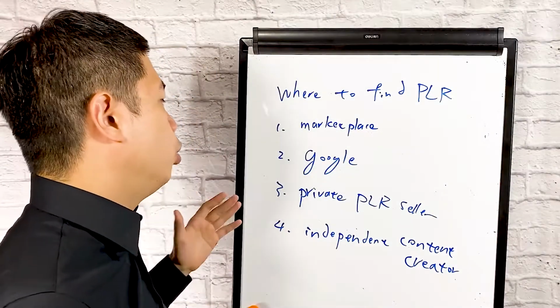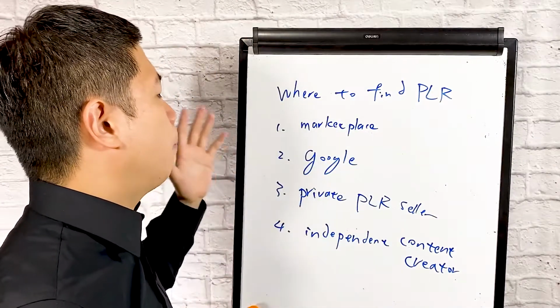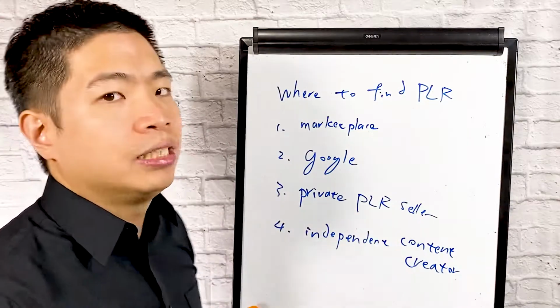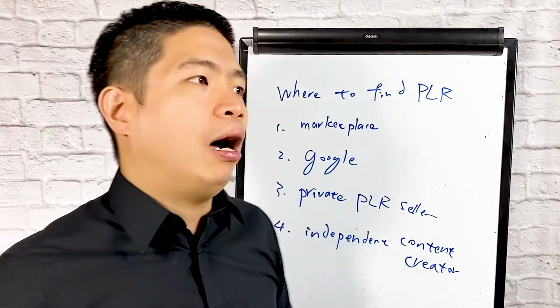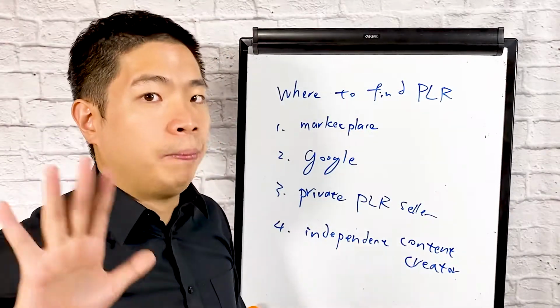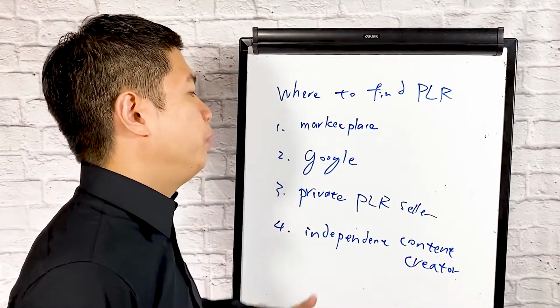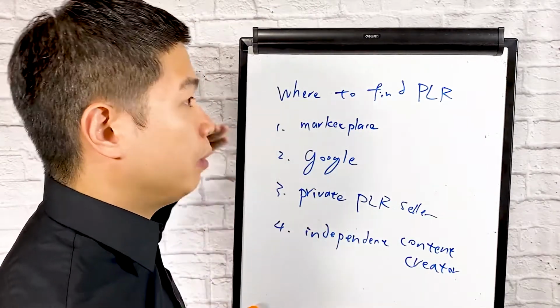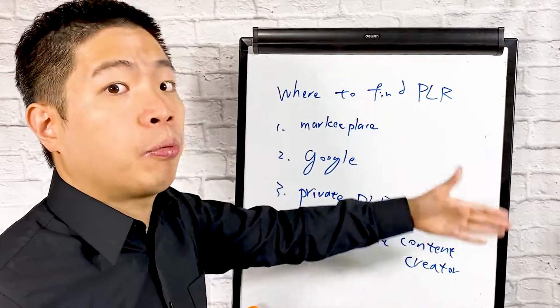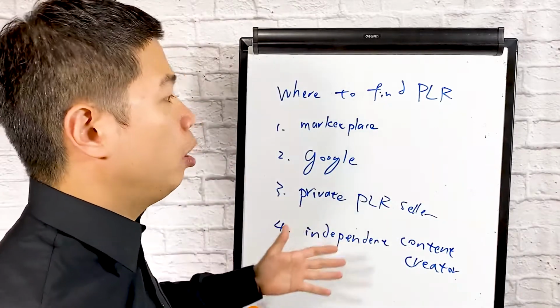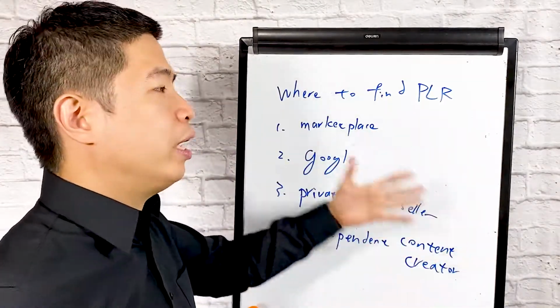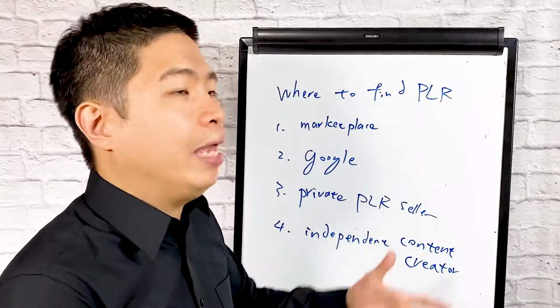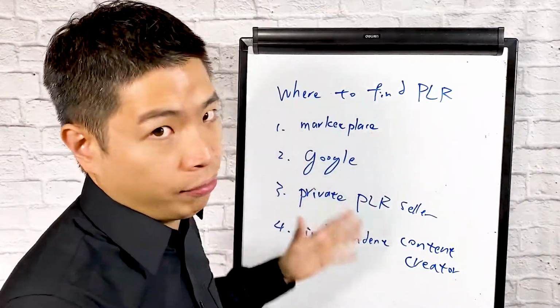Another place you can go is to try to find private PLR sellers. Those people do not sell their PLR publicly. Sometimes their work is to help other people create their own products. You can go to maybe Warrior Forum and type in done for you products, and there are some sellers who will create a product for you.